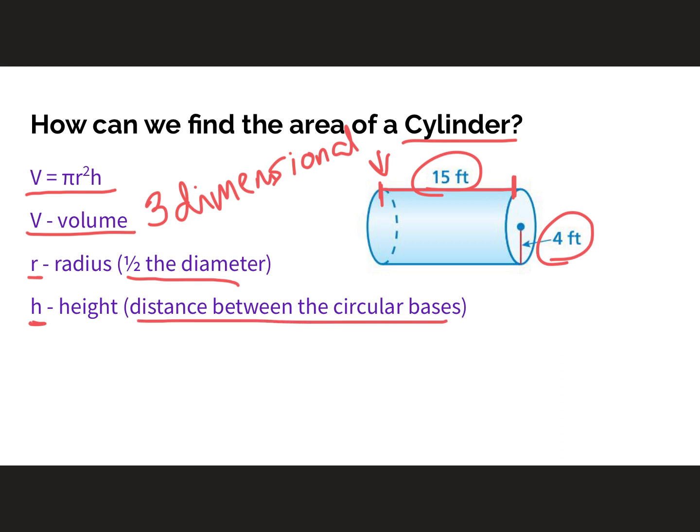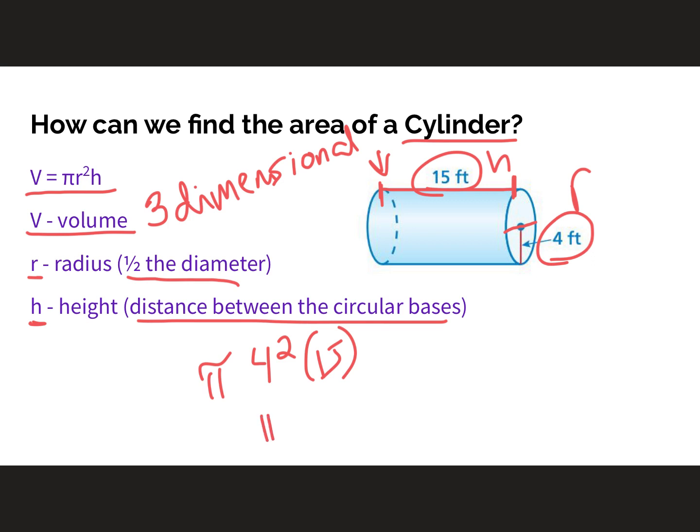Okay? Remember to watch. Sometimes, they like to give you the diameter all the way across instead of halfway, in which case you would have to find out what the radius was first. So this one's not too bad. Our radius is 4. Our height is 15. So pi times 4 squared times 15.